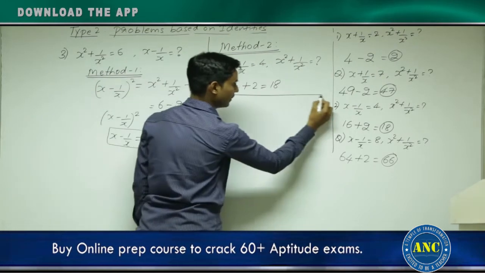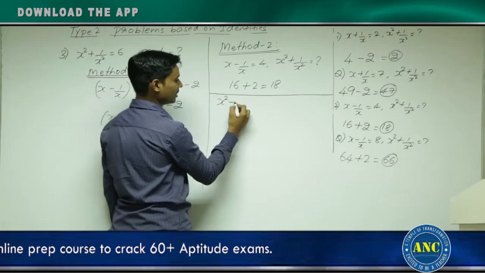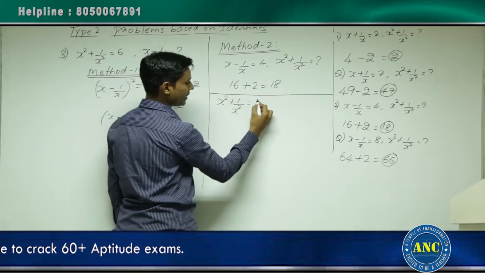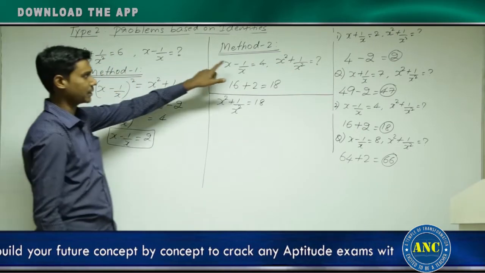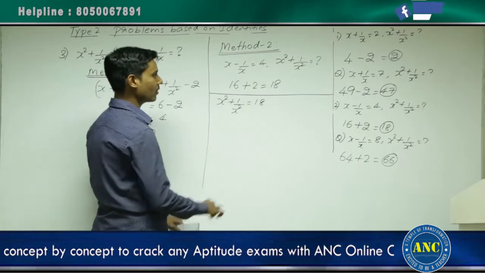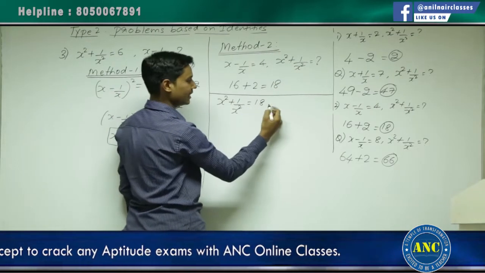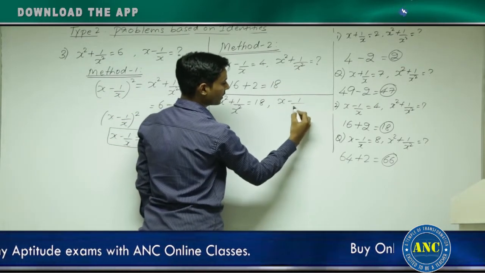Now it is the reverse. The question says x square plus 1 by x square is 18. It's a different number actually, but I will come back to this question and explain it. x square plus 1 by x square, we got it as 18. I need to find the x minus 1 by x value.